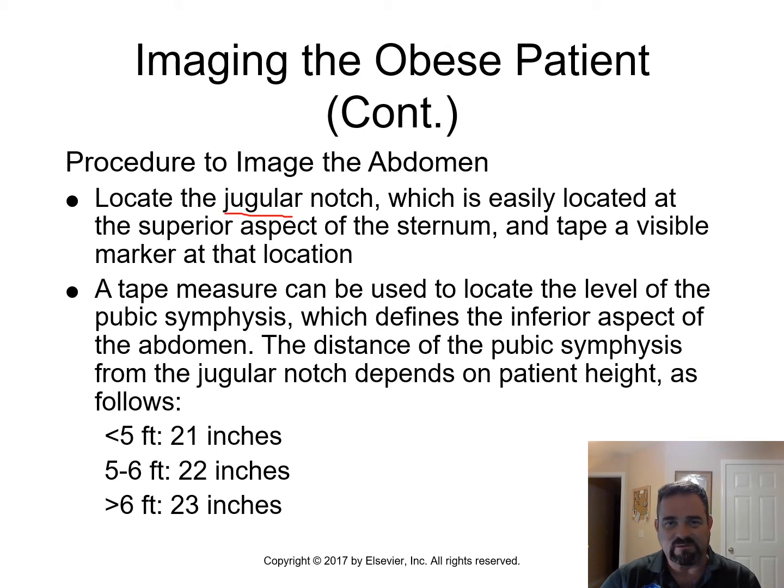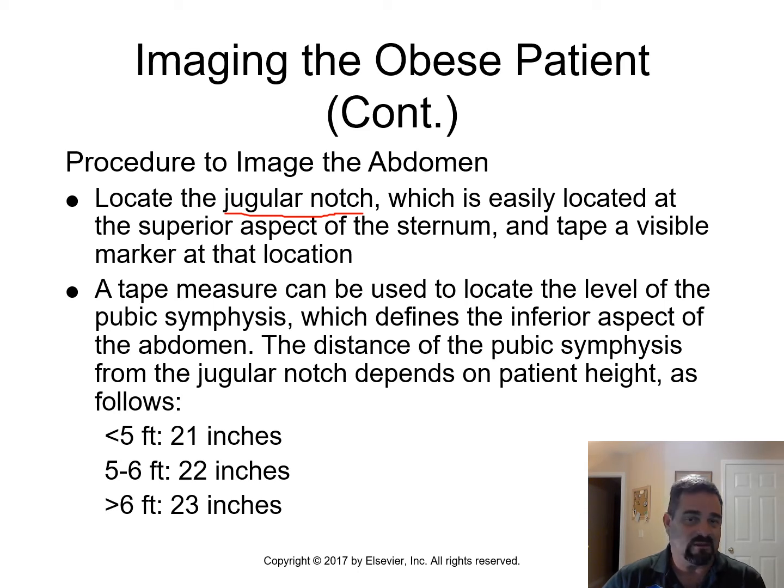First off, we need to locate the jugular notch here. Okay, there's your jugular notch, which is easily located at the superior aspect of the sternum, and tape a visible marker at that location. We want to put a little marker there. Then use your tape measure. It can be used to locate the level of the pubic symphysis. So now we're going to go from the notch all the way down to the pubic symphysis, which will specifically define the inferior aspect of the abdomen.